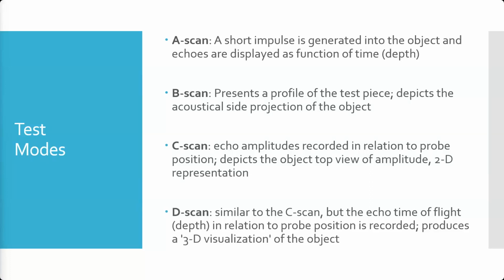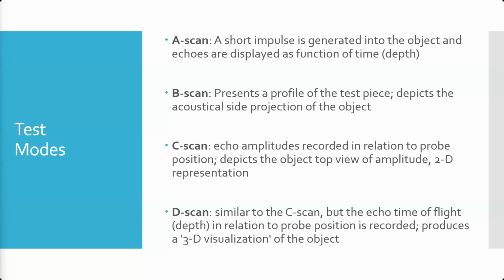A scan is what I described with the graph where you have intensity or amplitude along the y-axis, vertically, and then time, which is converted to distance because we figure out what the velocity of sound is, along the x-axis. And so it gives us those pulses and peaks. B scan is kind of a side projection of the part. It's still limited, what I would call limited two-dimensional. It can tell you kind of how far things are.